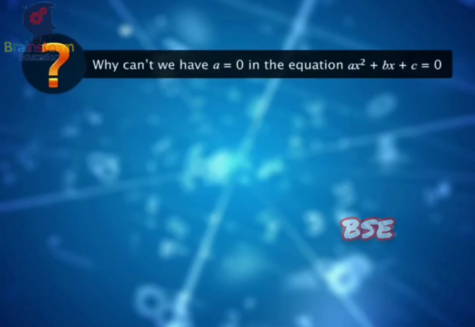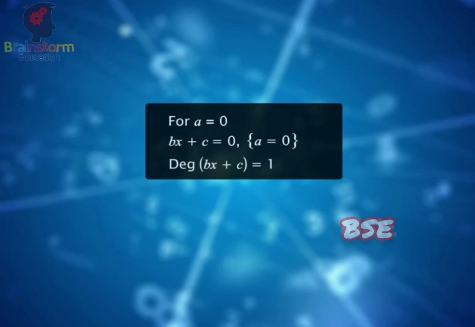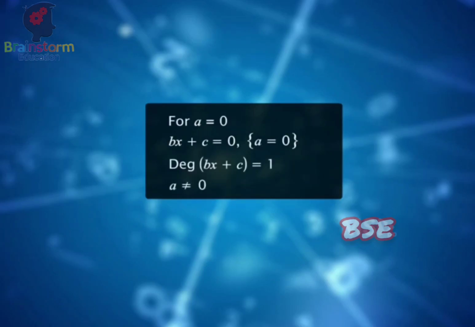By definition, the coefficient of first term cannot be 0. Can you guess the reason why? In case a is 0, the term x squared disappears from the equation, and then the equation no longer remains quadratic because the degree changes to 1. Hence, a cannot be 0.